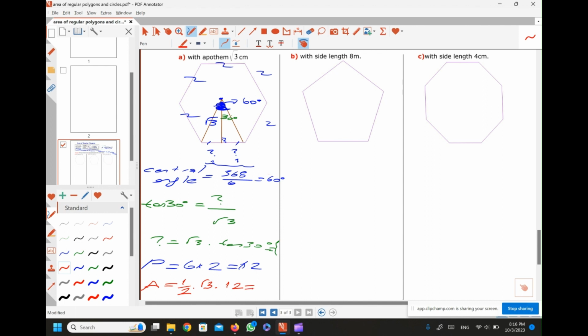So use your calculator. It says rounded to the nearest tenth. So it's going to be 10.39. Rounding to the nearest tenth, it makes 10.4. It's approximately 10.4 centimeters squared. So this is the way of solving area problems for regular polygons.